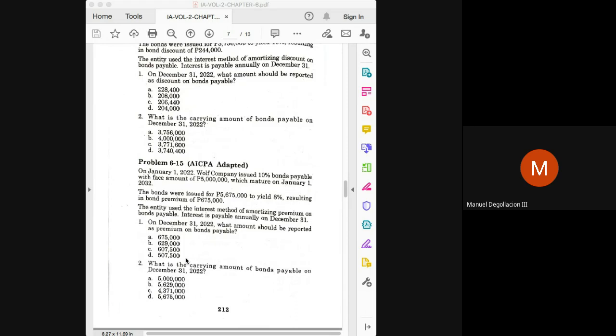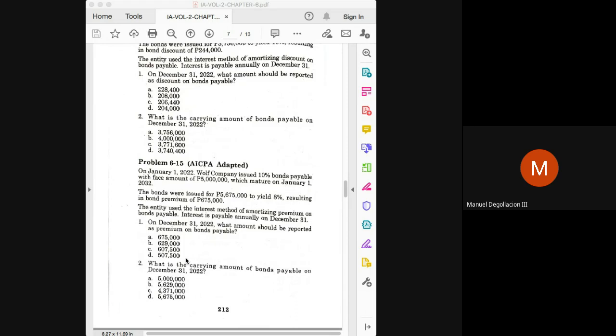Okay, and to do that, we have to compare the agreed interest payment and the interest expense. How much is the periodic interest payment here as stated in the bond? It would be 500,000. How did we get 500,000? The face value of 5 million multiplied by the stated or the nominal or the coupon rate of 10%. You would get 500,000.